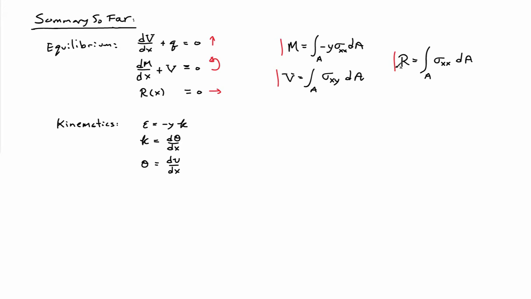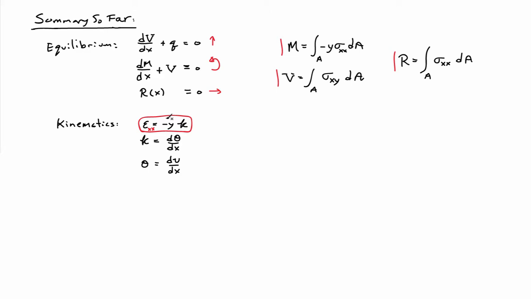We have three kinematic relationships. There's the fundamental one, which we got from plane sections remain plane and normals remain normal, which says that the bending strain is equal to minus y kappa. If you want, you can write that as epsilon xx, just to be very specific. So bending or normal strain in the x direction.